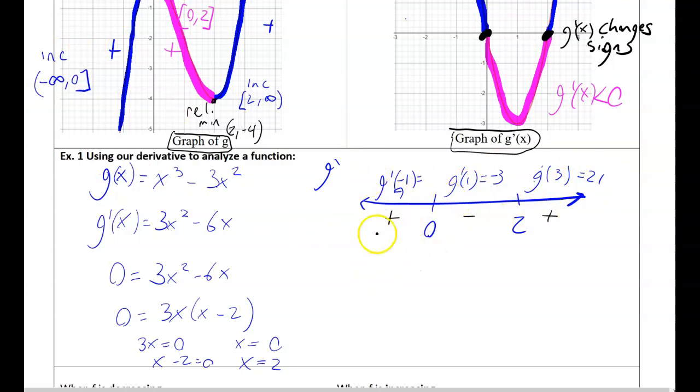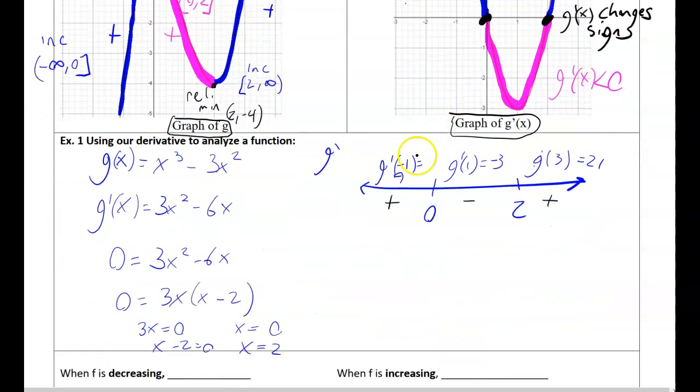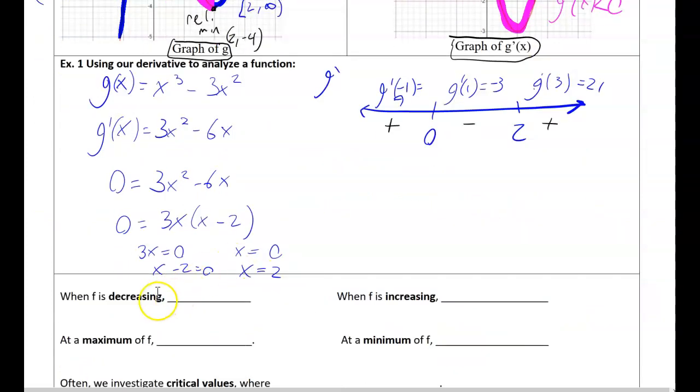So this is a way, especially if you don't have access to a calculator, of figuring out the information that was given in the graph here, right? Let's fill out our glossary, and then let's return to our sign chart and see what conclusions we might draw.